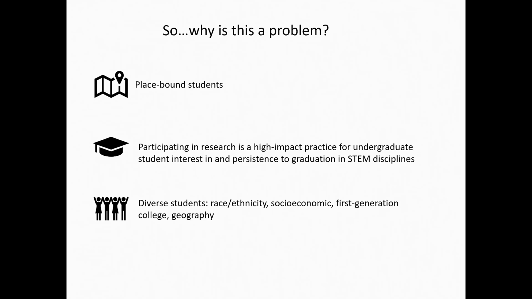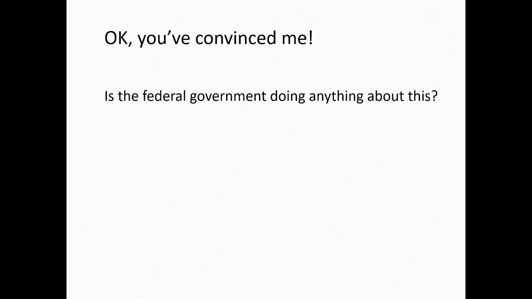Also, number two, the National Academies has a number of reports that have very well documented that participating in research is a high impact practice for undergraduate students to develop interest in and persistence to graduation in STEM. And they develop self-efficacy and identity as researchers. It's a very well understood mechanism for getting students to and through STEM degrees. And then finally, as you've seen, emerging research institutions are educating a very diverse group of students, not just by race and ethnicity, but socioeconomic, geographic, et cetera.